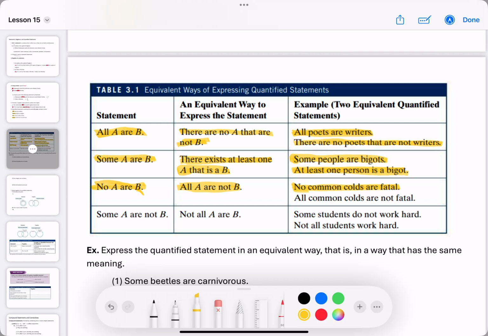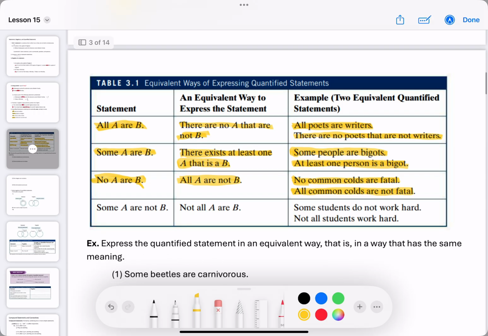The equivalent statement is all common colds are not fatal. No common colds are fatal. All common colds are not fatal. Next one. Some A are not B. The equivalent expression is not all A are B.